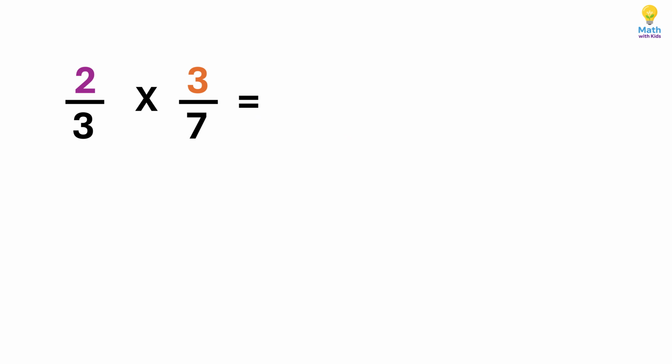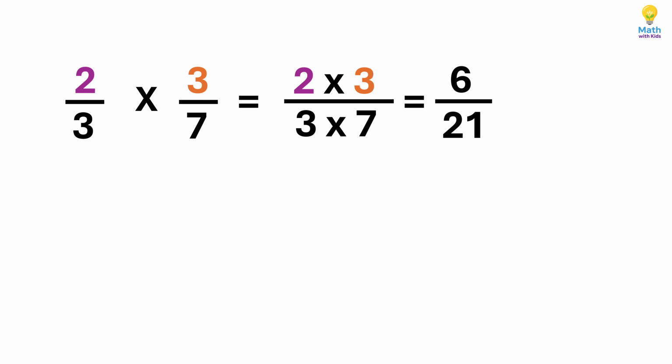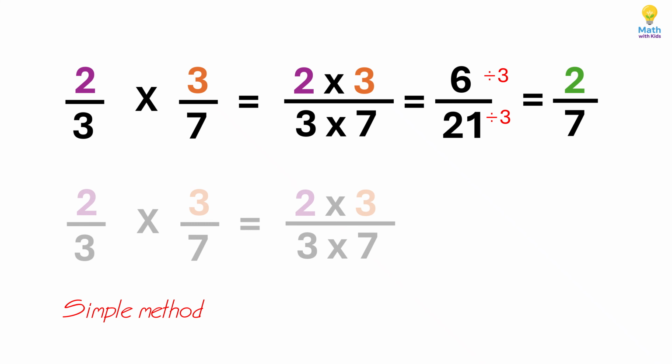Let's try another one. 2/3 times 3/7. Multiply the denominators. 3 times 7. Multiply the numerators, 2 times 3. So the result is 6/21. It can be simplified to 2/7. We can also solve this using a simpler method.